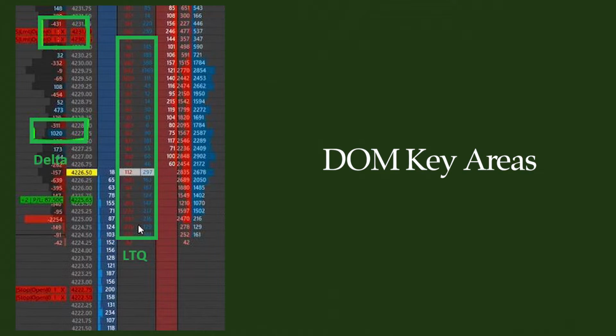One of the key factors of reading the DOM is starting off with these market orders and pushing the limit orders to the side. The limit orders are the passive orders that a lot of people make the mistake of hyper focusing on, looking at large orders that may appear 10 to 15 points away realistically.